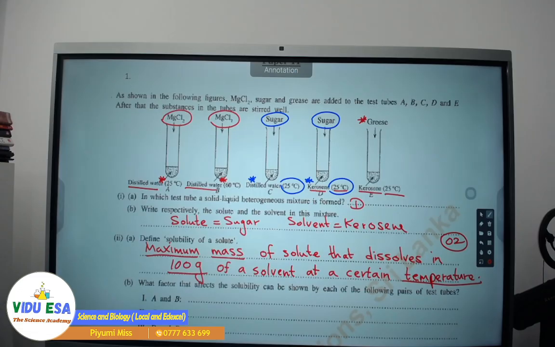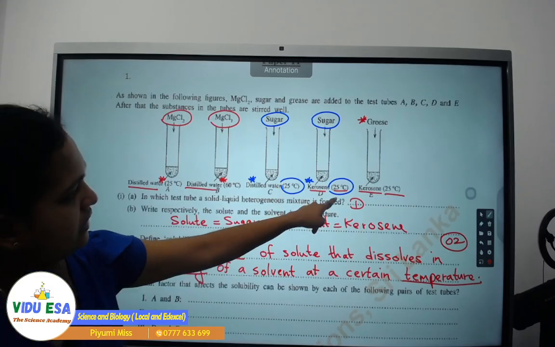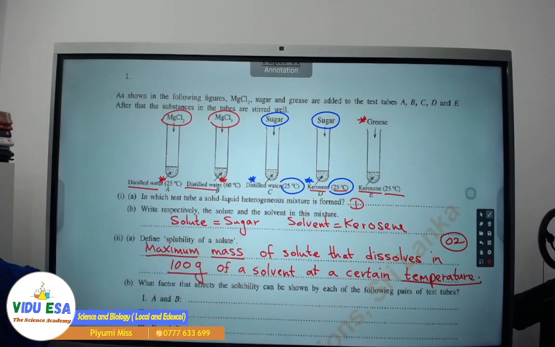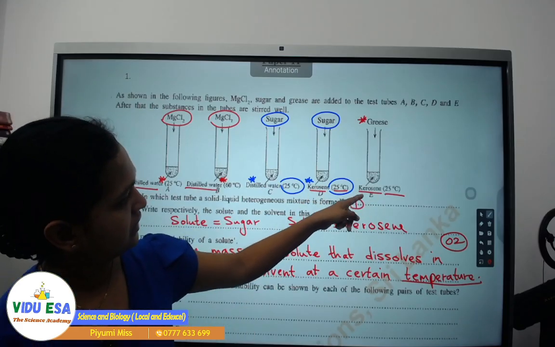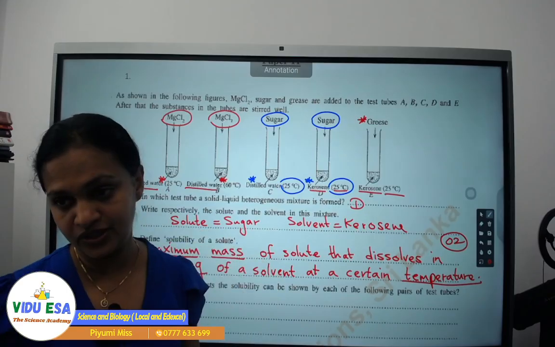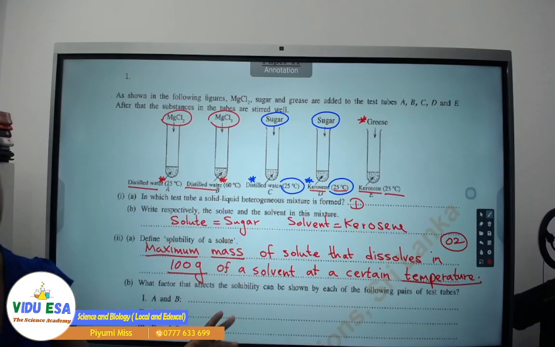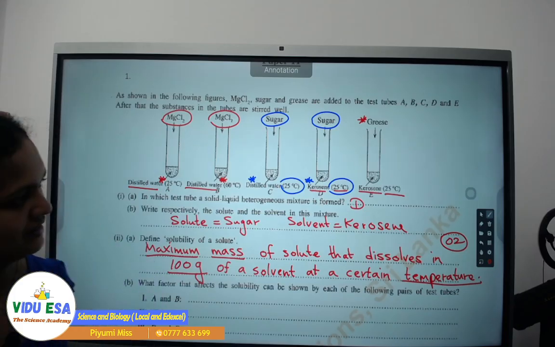Then next part, what factor that affects the solubility can be shown by each of the following pairs of test tubes? A and B. We mentioned that the difference is in temperature. So for A and B, you have to say that it is temperature, 1 mark. C and D, the difference is in the solvent, nature of solvent, 1 mark. Then D and E, what is the difference? The solute, nature of solute, 1 mark for each, right?